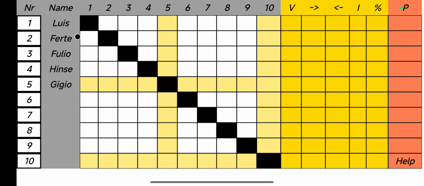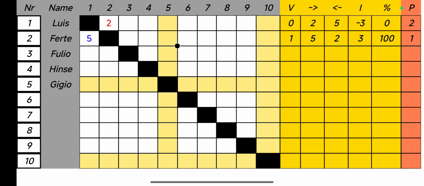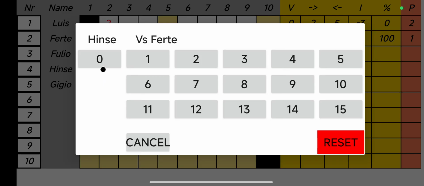So now I press on Luis against Ferte, and then a pop-up comes up where you can enter the result. The first one is for Luis, so let's say 2, and the second is for Ferte, which wins at 5. And once you enter the result, then you already have the calculations here for victories, given and taken, index and percent of winning. The last column is for the position. So now you go on like that for entering all the other results.